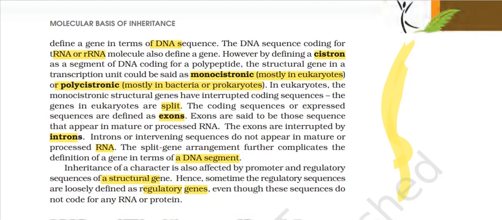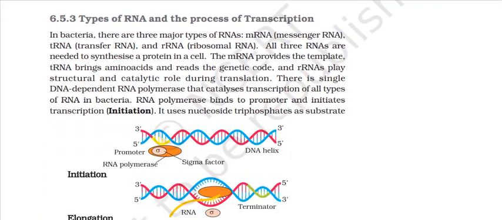Types of RNA and the process of transcription. In bacteria, there are three major types of RNA. We have mRNA, tRNA, and rRNA. All three RNAs are needed to synthesize a protein in a cell. The mRNA provides the template, tRNA brings the amino acids and reads the genetic code, and rRNA plays structural and catalytic role during translation. So all will have their own function.